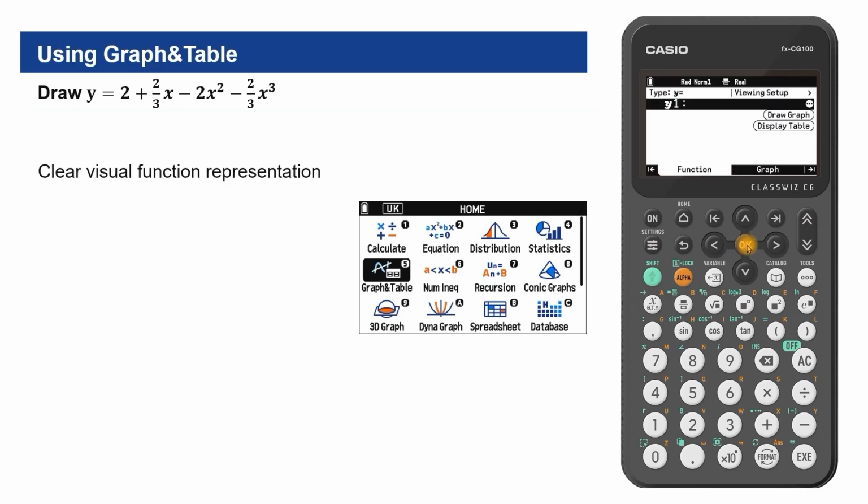Enter Graph&Table to display the function editor screen. This is where up to 20 functions to be drawn are stored. The default is y equals, with the notation y1, y2, etc., equivalent to f of x, g of x, and so on.